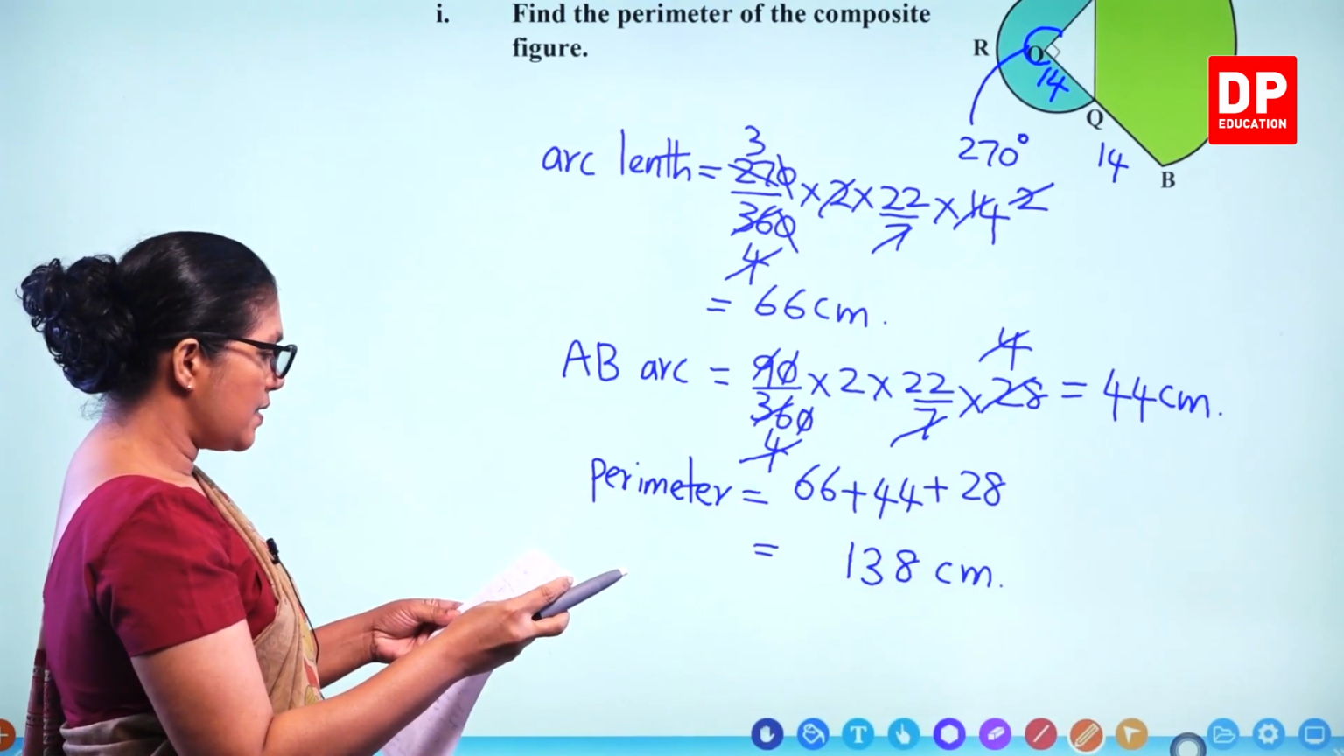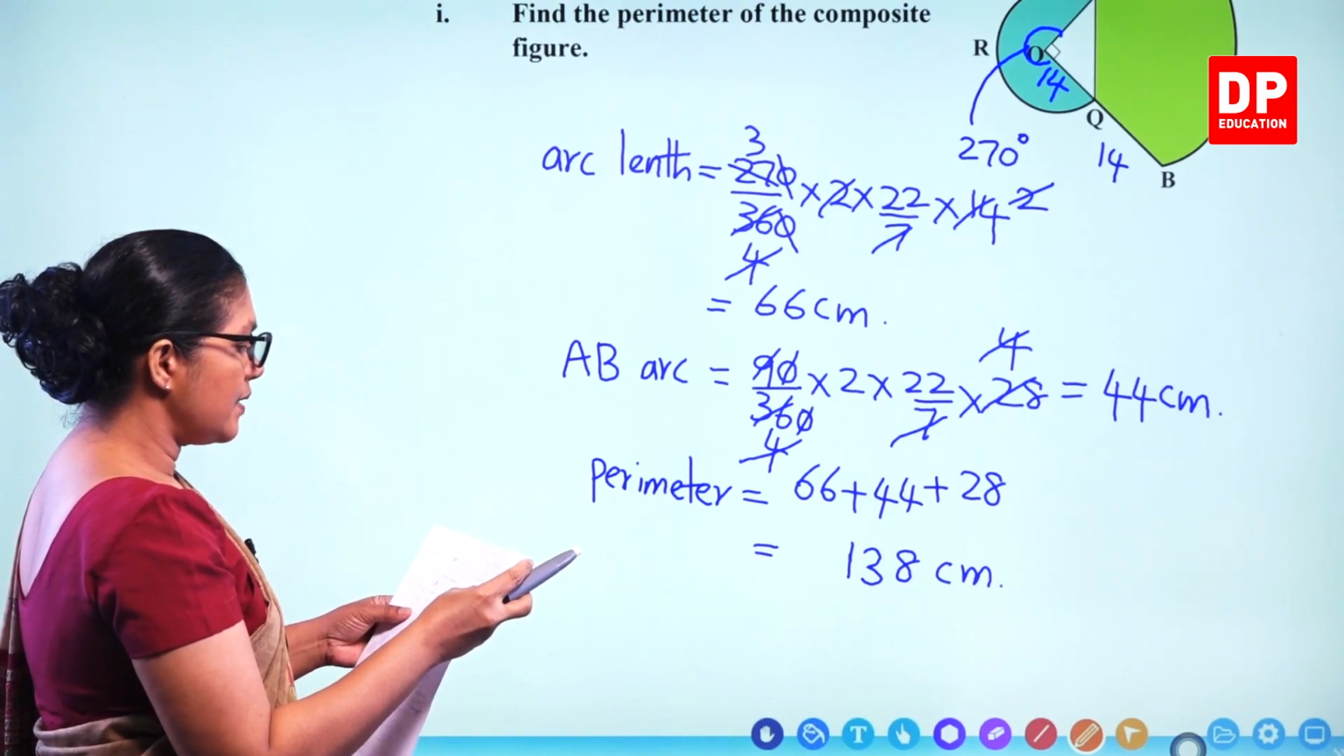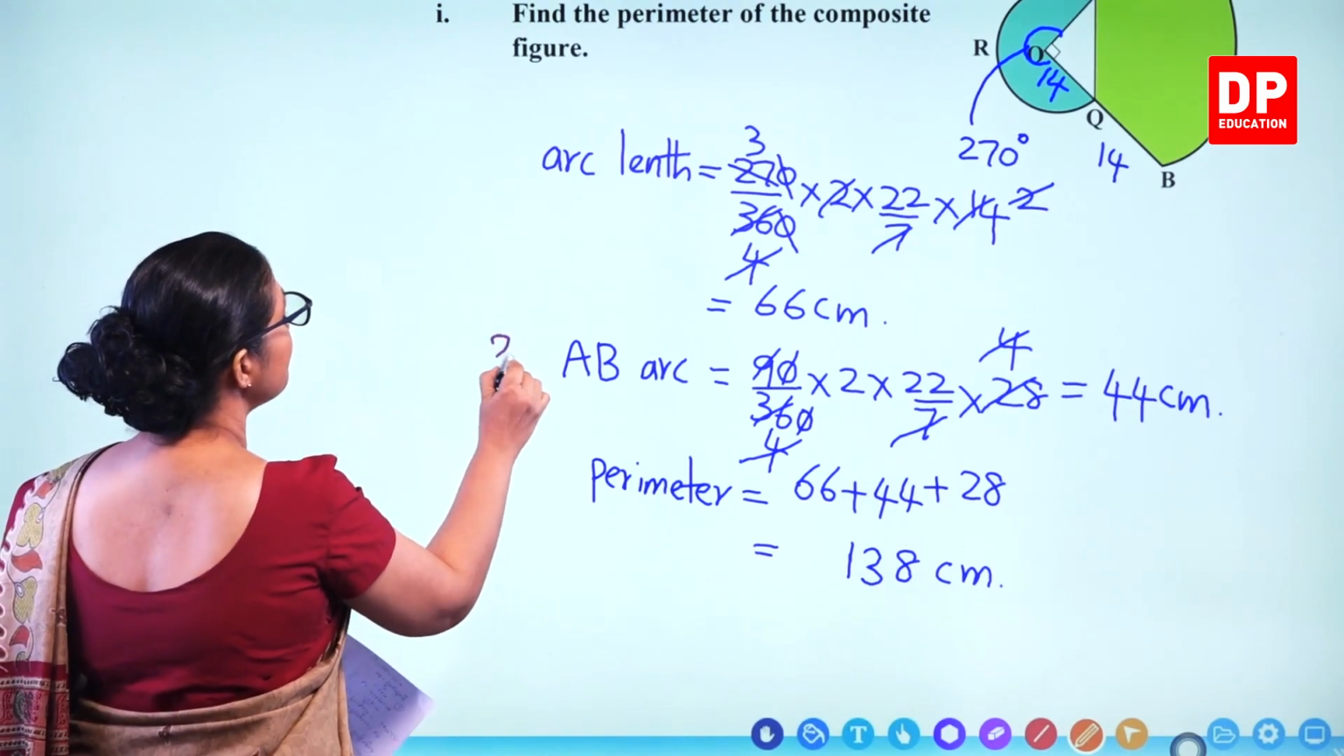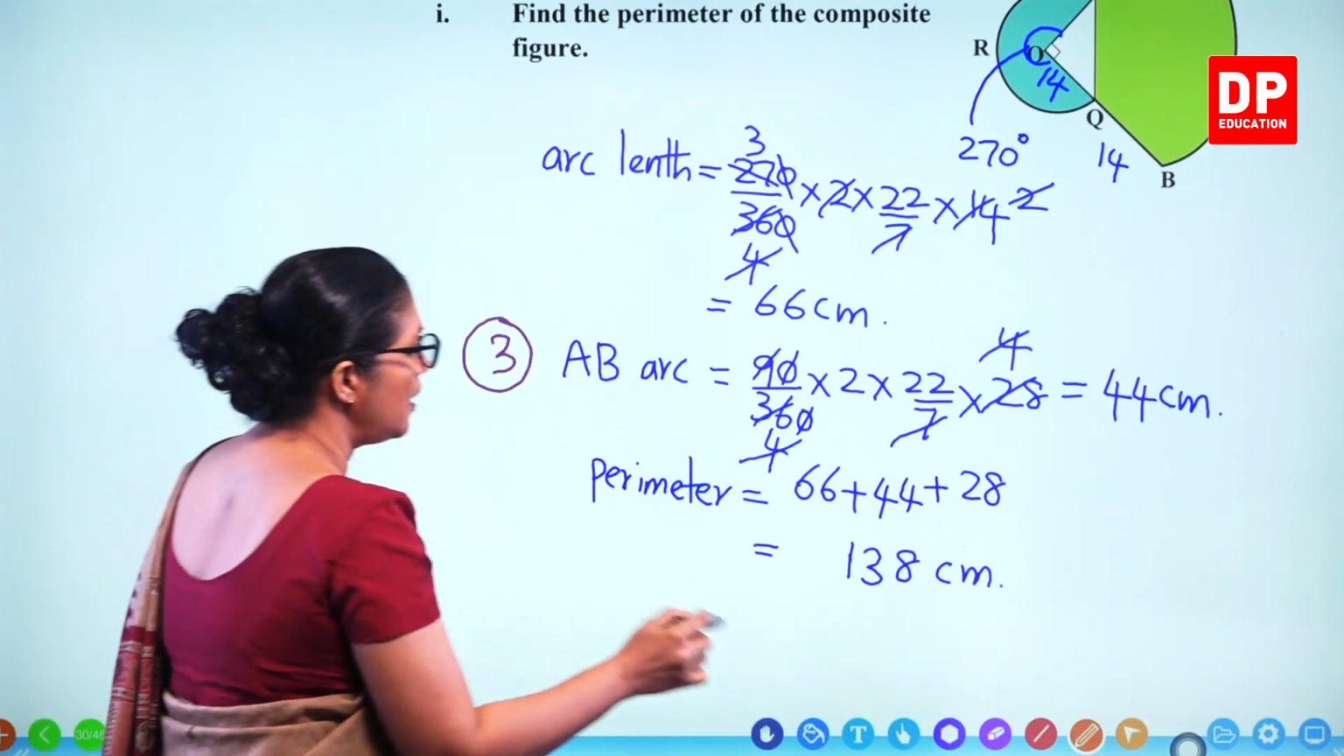So we'll see whether it's correct. So 138, that's 3 marks. Let's do the next one.